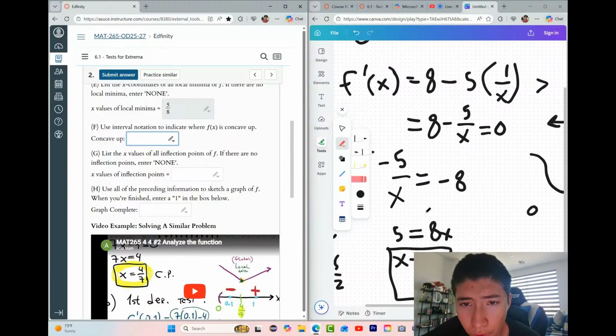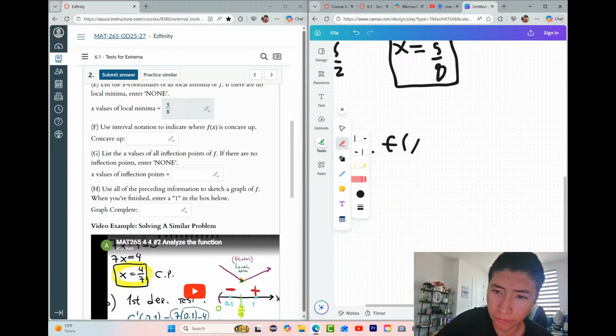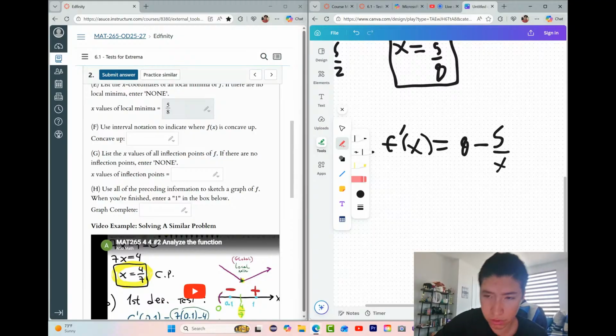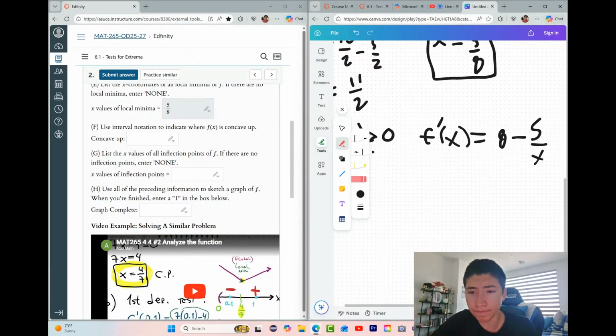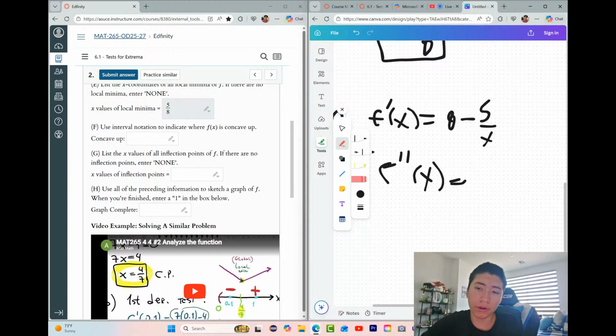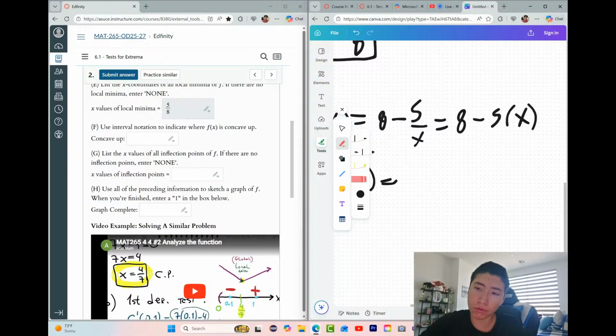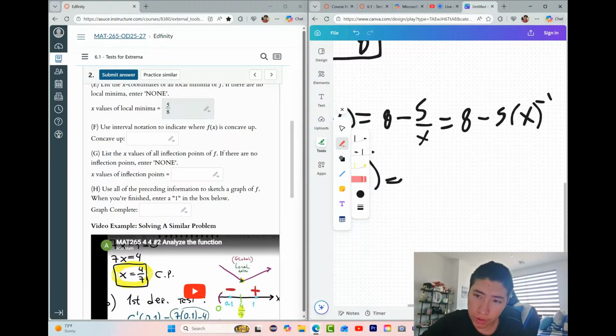So what do we have? f prime of x equals 8 minus 5 over x. I think that's what we have, right? So f prime of x equals 8 minus 5 times x to the power of negative 1. So here we have negative 5 times negative x to the power of negative 2.